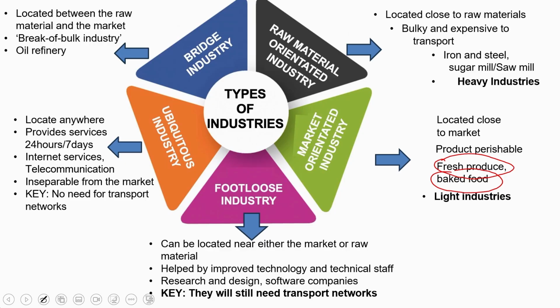And these are inseparable from the market. People need them wherever they are. Now, this one, remember the key, it needs no transport network, okay? You only need connectivity to make it work. So your footloose industries are transport dependent. However, your ubiquitous industries don't need any transport. They are networks, they provide services.